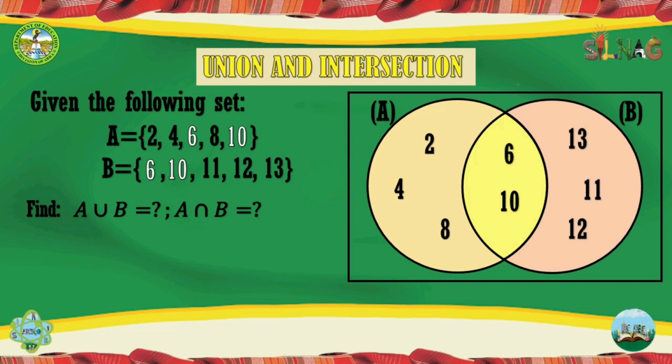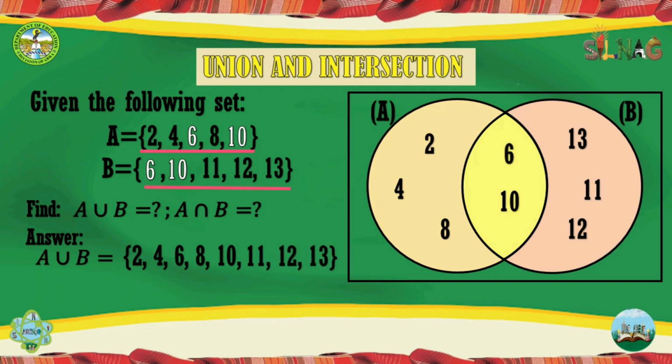Let us now analyze the union and intersection of events A and B. For A union B, we write all the elements of both events, but common elements should only be written once. Then A union B = {2, 4, 6, 8, 10, 11, 12, 13}. How about A intersection B? Yes, we will write only the common elements of events A and B. A intersection B = {6, 10}.